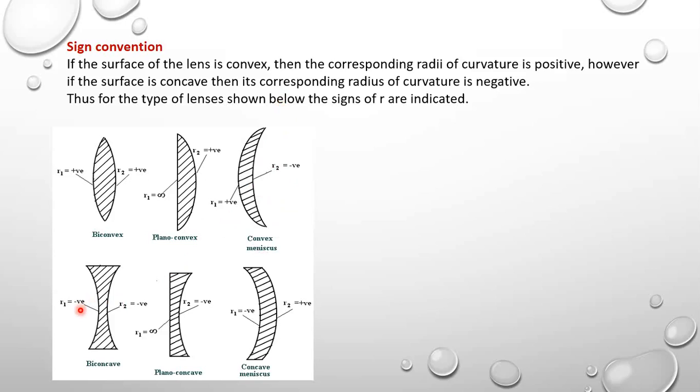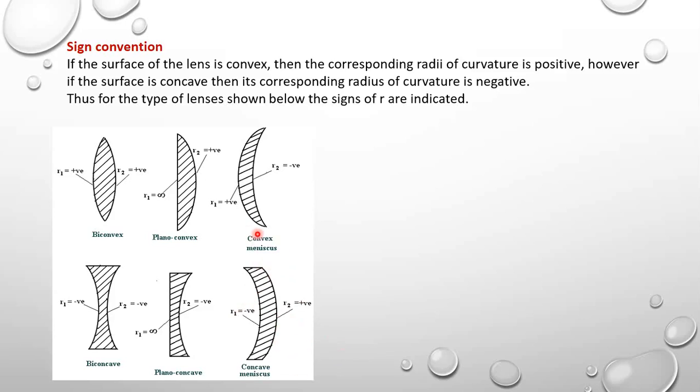Then for a biconcave lens, both surfaces are concave, so this side is going to have a negative radius of curvature, and this side is also going to have a negative radius of curvature. Then for the plano-concave, the plane side has a radius of curvature which is infinite, and the concave side has a negative radius of curvature. Then for the concave meniscus or the diverging meniscus, the concave side has a negative radius of curvature, and the convex surface has a positive radius of curvature.